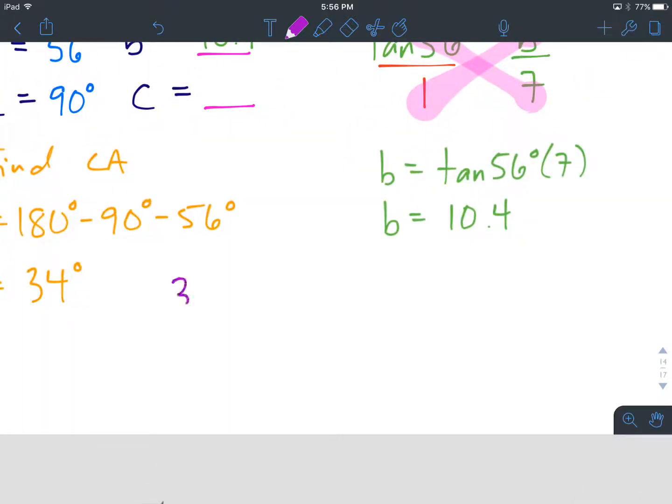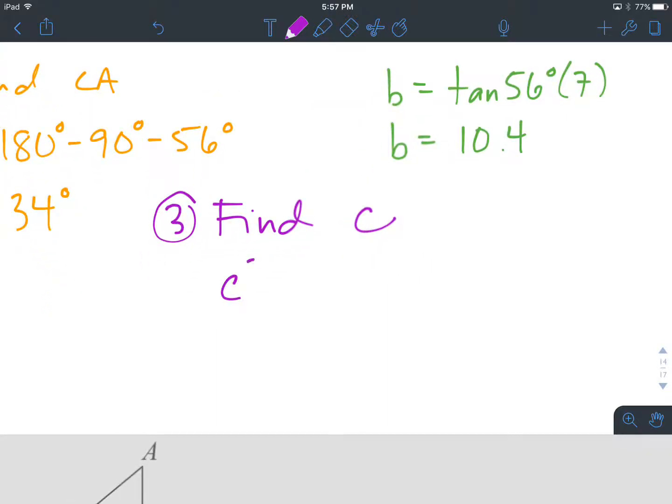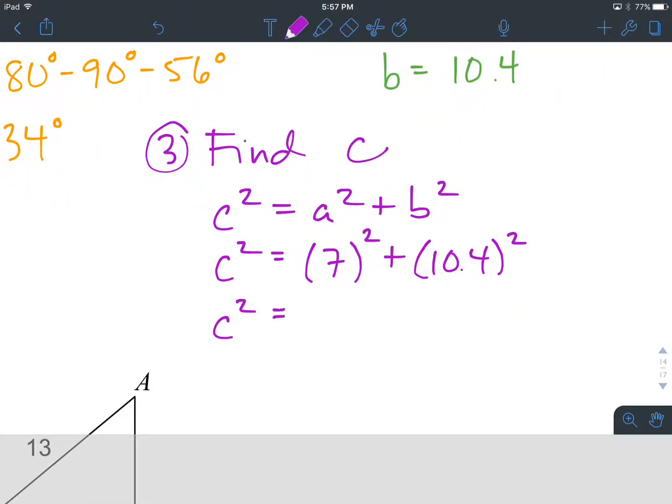So number 3 is going to be find little c, and I'm going to set up for the Pythagorean Theorem. So in this case, I've been given the two sides, but not my hypotenuse. So my hypotenuse, interestingly enough, is going to be c squared, and that will equal a squared plus b squared. C squared will be equal to, and I'm going to substitute in 7, which I know, squared plus 10.4, which will also be squared. So if I've got 7 squared plus 10.4 squared, that's going to equal 157.16.